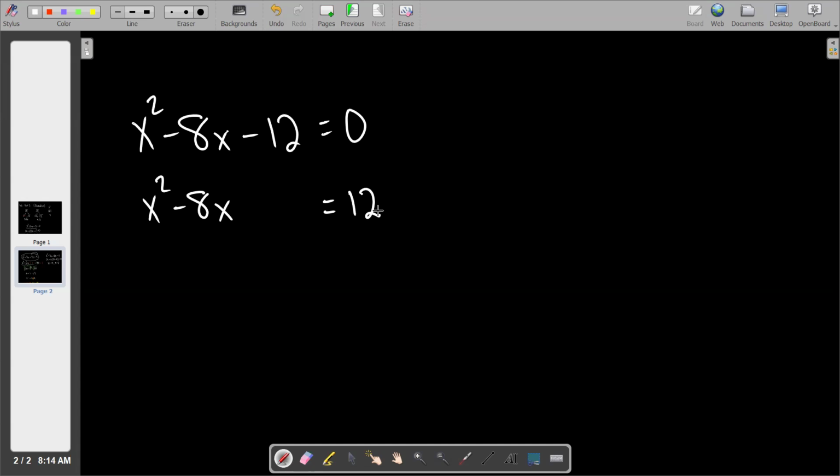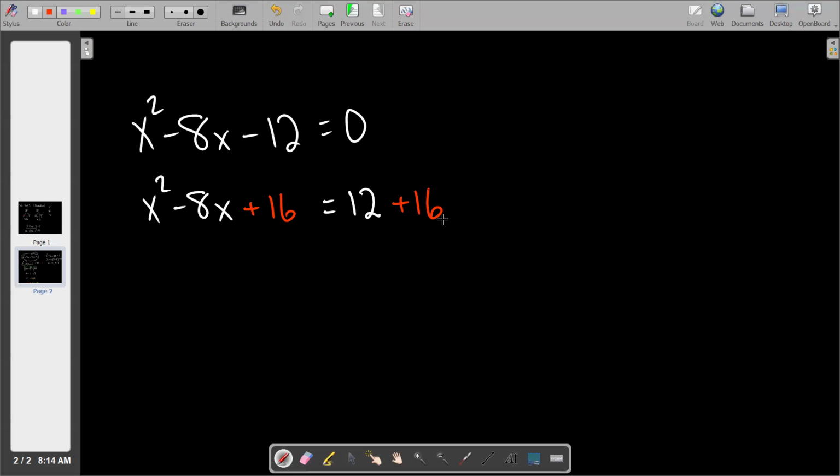We got that really quick today, by the way. That was a good job. What's half of -8? What -4 squared is? +16. So I'm going to add 16 to this side, and I'm going to add 16 to this side. The square is complete. It's where it gets its name. You just literally completed the square.